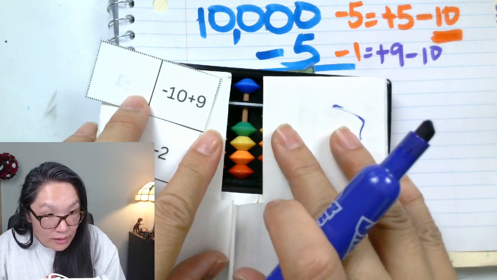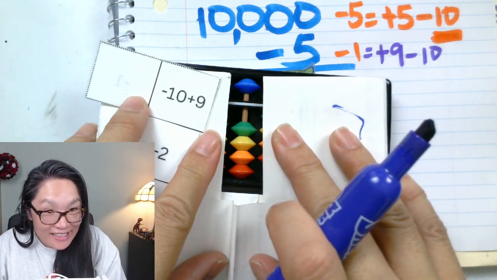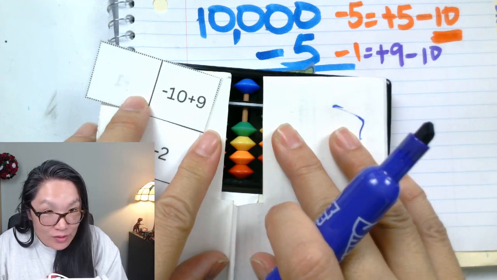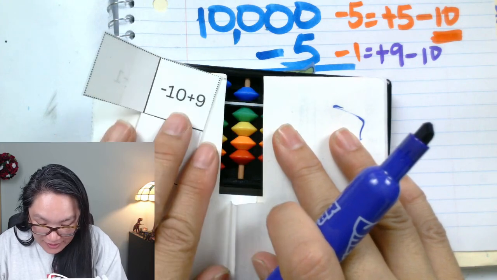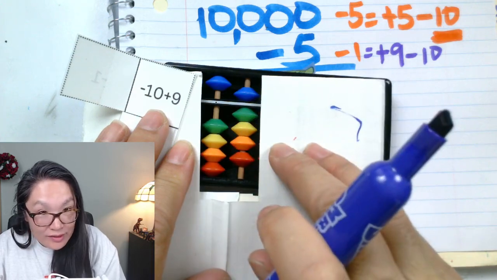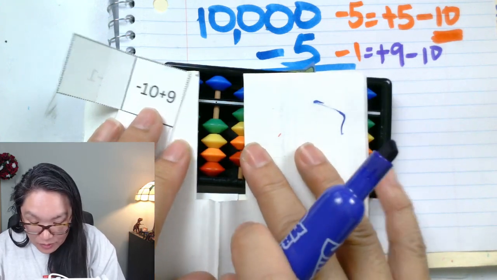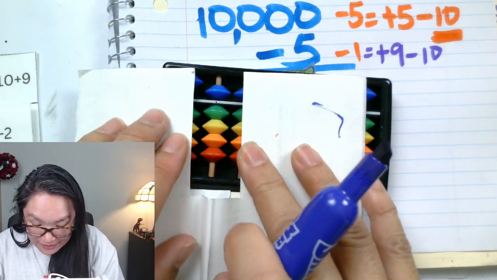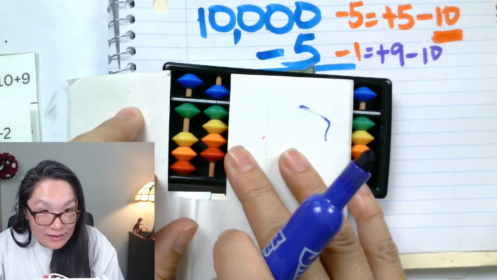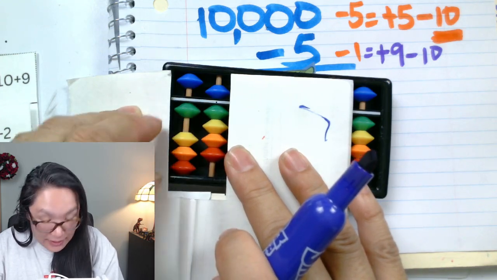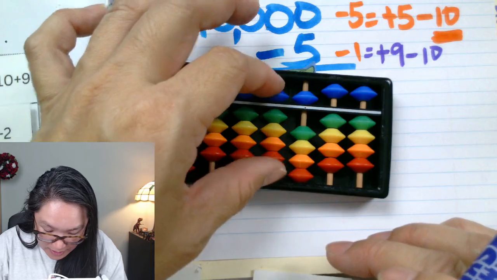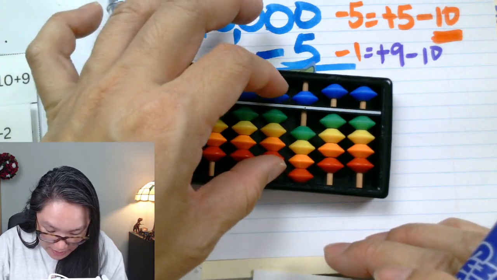Can I take away the 1? No. So what do we do? Add the 9. Take away the 10. Take away 1, take away 0. Can I do it? No, I can't. So add the 9, take away the 10. Can I take away the 10? Yes, I can. Exactly. So my final answer is 9,995.